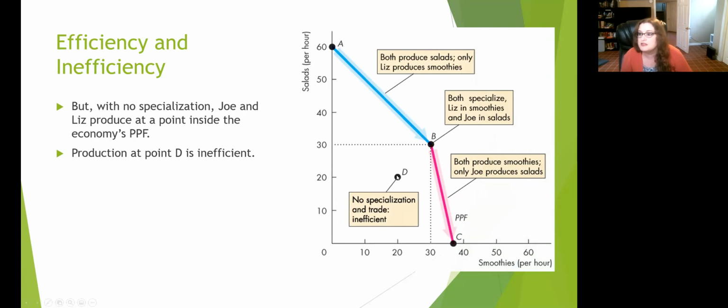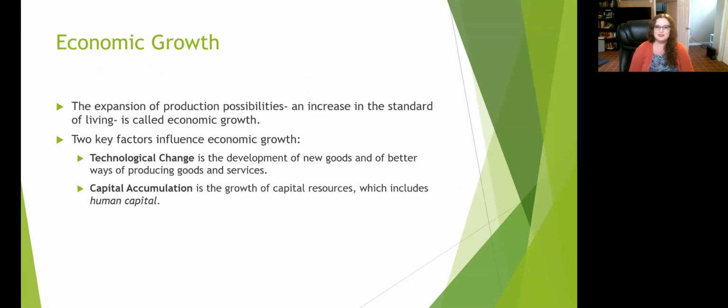Certainly they can do it. But is it using their skills and their resources to the best of their ability? No. Using the skills and resources to the best of the ability would take this inefficient point D and move it to the efficient point B, where we now have this bowed out production possibility frontier. So this means that we have growth.